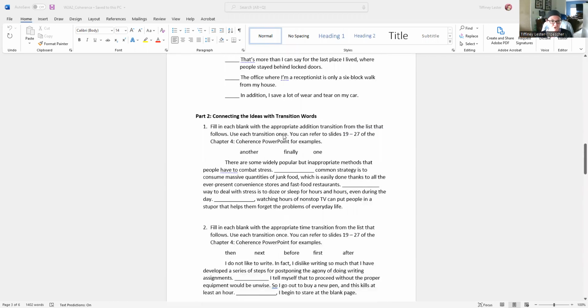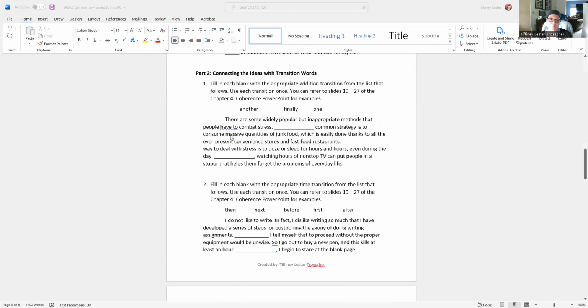Then we have part 2. We're going to be working with connecting the ideas with transition words. So for number 1, here in part 2, you have a paragraph with some transition words missing. You actually have your word bank up here, so you know which transition words you're using. You just got to figure out where they go. All right, so which one goes on the first blank, which goes on the second blank, which goes on the third blank. Fill them in.